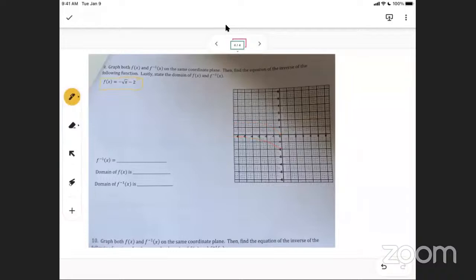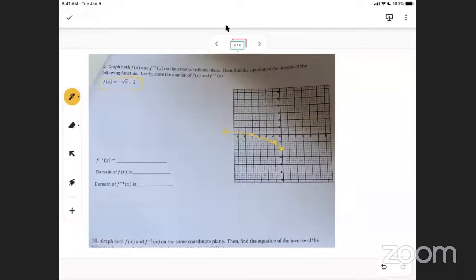So the graph's going to be here, and you go up 1 over 1. Over 1, 2, 3, 4, up 2 and over 4 like that. So that's what your graph is going to look like. It's going to be half of a parabola opening up to the left.